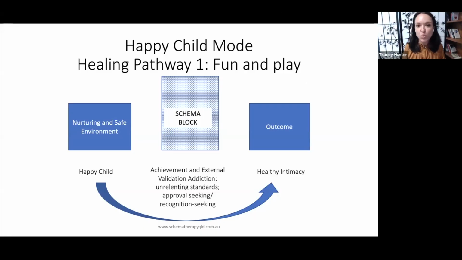Okay, so that would be one healing pathway that we might want to look at in therapy, is how can we facilitate guiding our clients into reconnecting with fun and play and rest, and also just existing more in their bodies, because if they're not able to do that and they're just in their heads too much, they're not going to be available for intimacy and connection with a partner, because they're always going to be thinking about, what have I got to get done next?